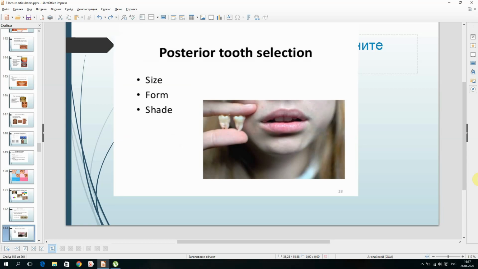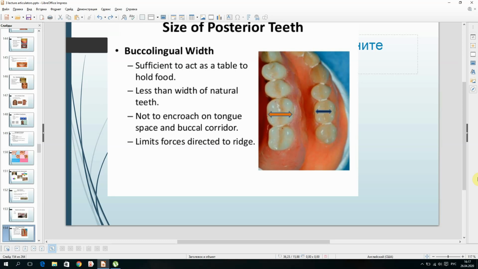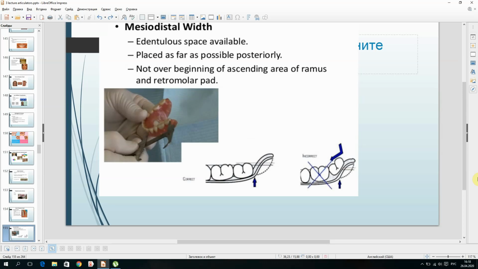Posterior tooth selection: size, form, shade. Size of posterior teeth, buccolingual width: sufficient to act as a table to hold food, less than width of natural teeth, not to encroach on tongue space and buccal corridor, limits forces directed to the ridge. Mesiodistal width: edentulous space available, placed as far as possible posteriorly, not over beginning of ascending area of ramus and retromolar pad.